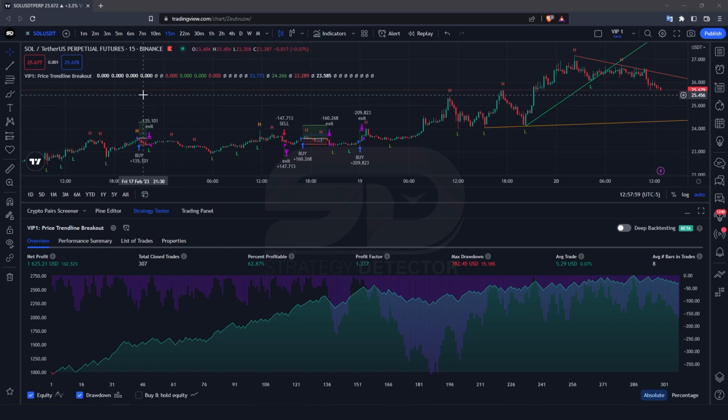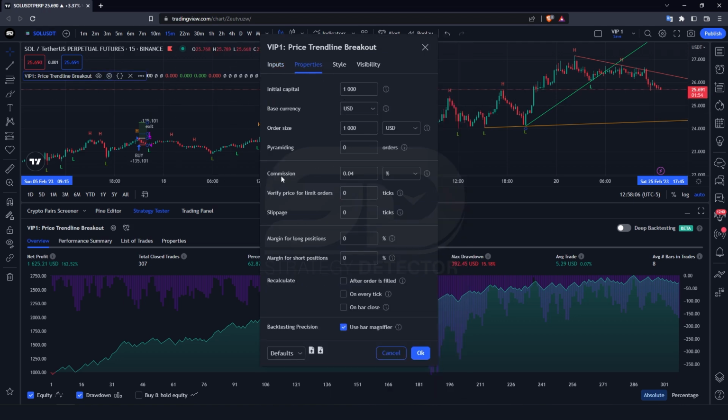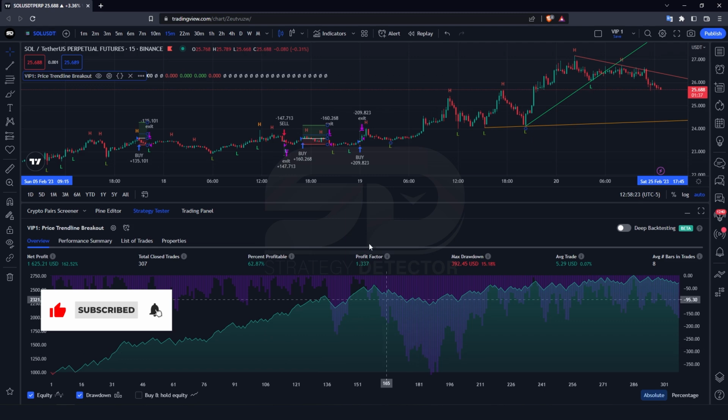Some of you guys asked me, did you consider the commission or not? Okay, let me show you in these settings. You see the commission is set at 0.4% and we consider the commission as you can see. And also I used bar magnifier and it is only active for friends who have a premium account. And we enter this strategy with $1,000. That is our default setting.